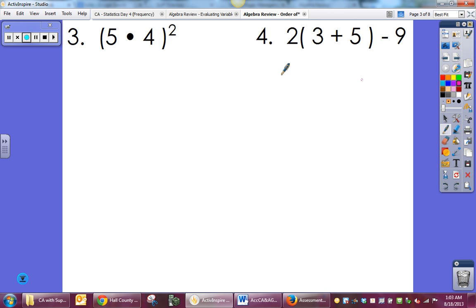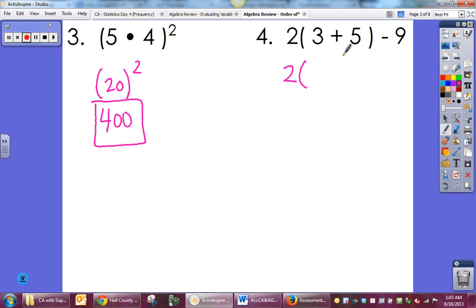Continuing on, I'm going to do what's inside my grouping symbols before I do my exponents. So 5 times 4 is 20, and 20 squared is 400. Grouping symbols first. 3 plus 5 is 8. Multiplication next. I have 16. 16 minus 9 is 7.